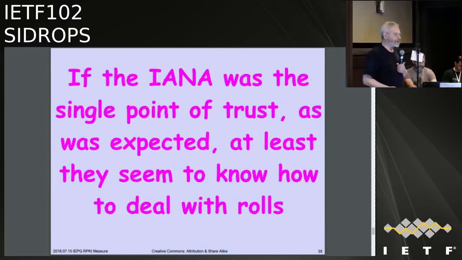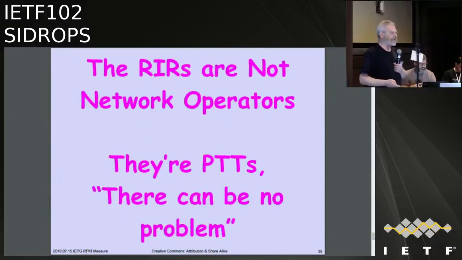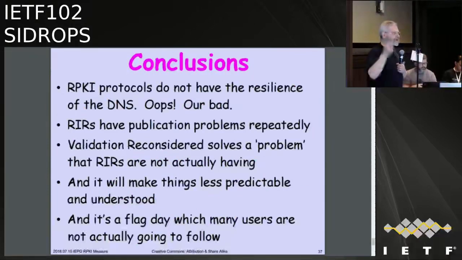Okay? If the IANA was the single point of trust as we expected, they are conservative about this. They document things. They're the other extreme. And they're successfully rolling things. But RIRs politically refuse to let the IANA do anything, except their cash, of course. The RIRs aren't operators. They're like PTTs. So the protocols don't have the resilience. Our bad. And that's what we should be working on.